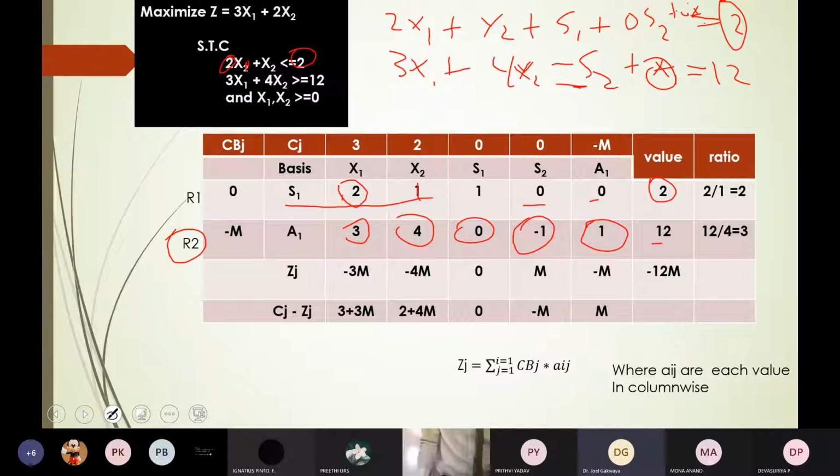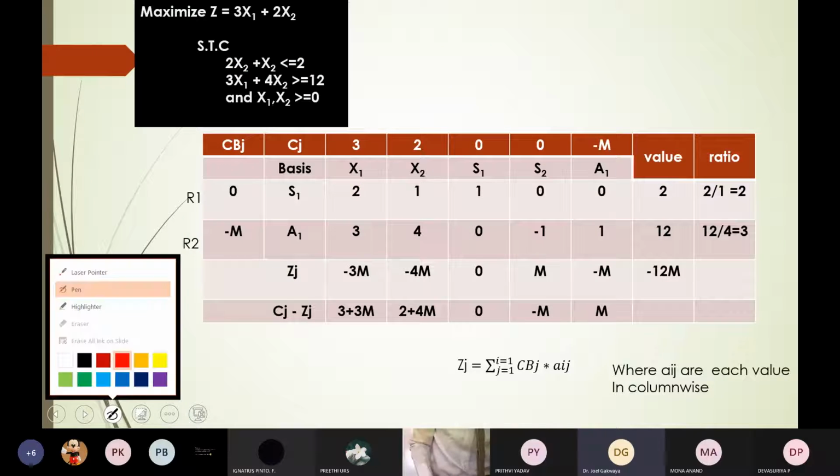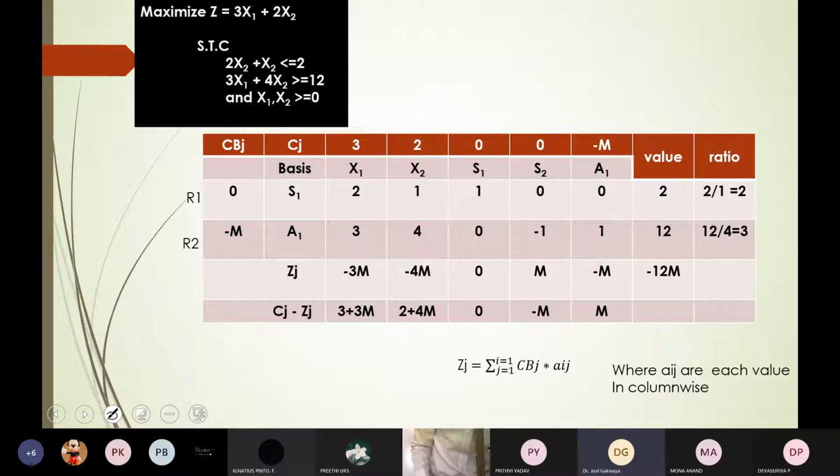Clear? Now we are going to calculate Zj. How do we find Zj? What is Zj? We are going to take Zj.